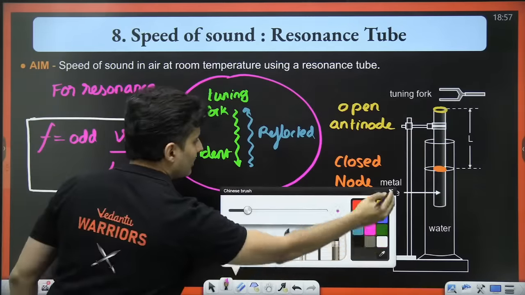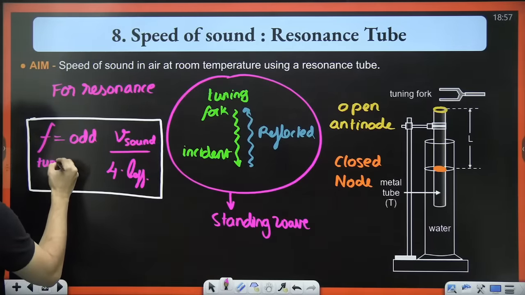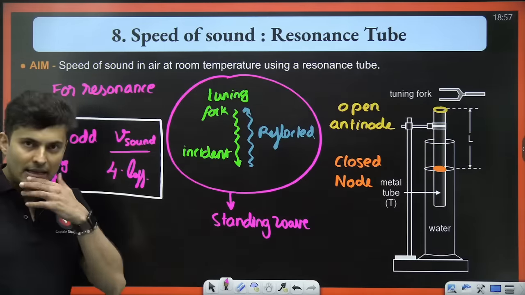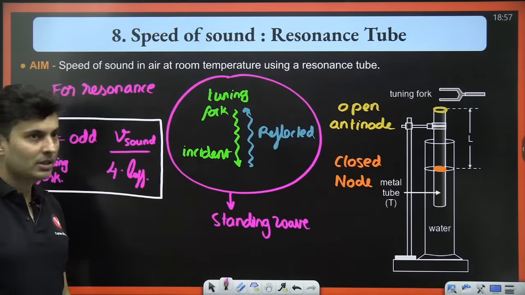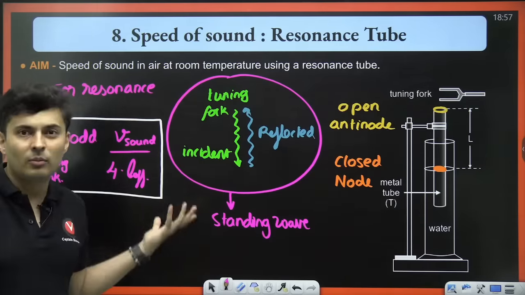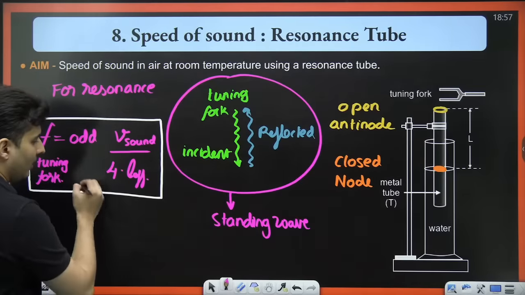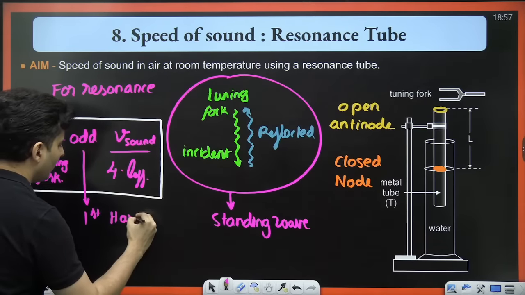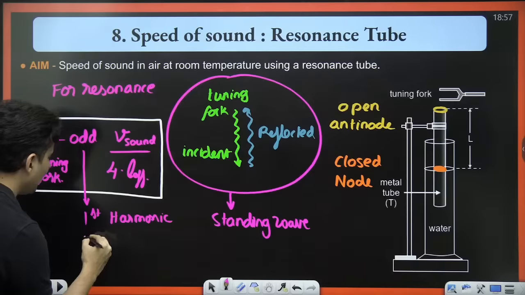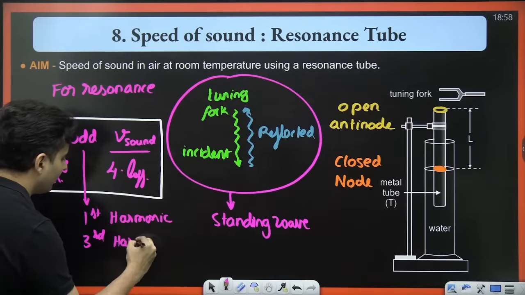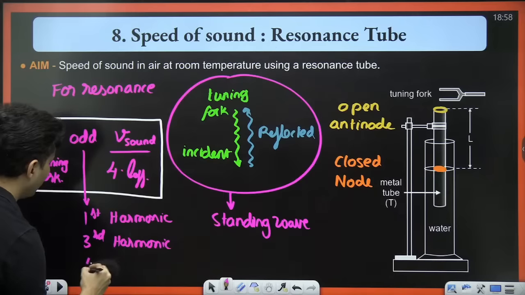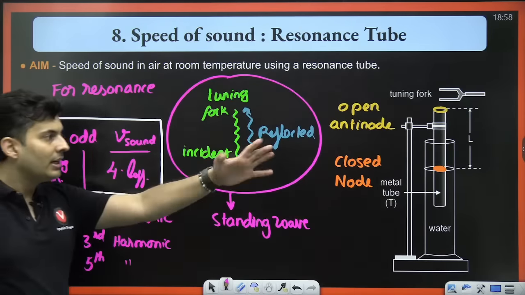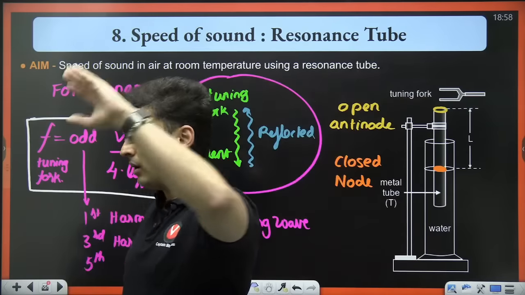This f is the frequency of your tuning fork. Very, very important. This is the formula. First thing you should know about this: this odd number decides harmonics. If the odd number is 1, this is the first harmonic. Then the next odd number is 3, so that will be the third harmonic. Then the next odd number is 5, so fifth harmonic. So only odd harmonics are present in the case of a pipe which is closed on one side and open on the other.